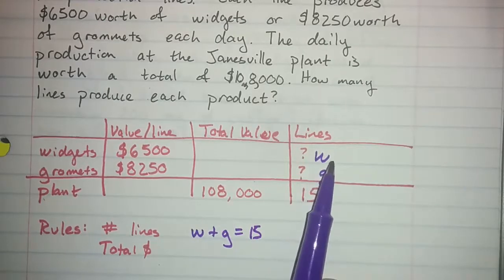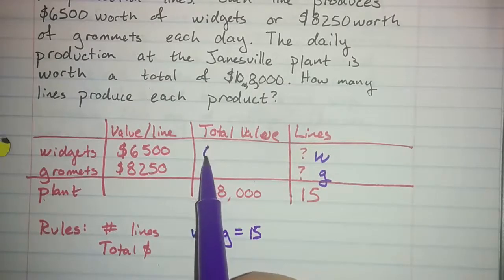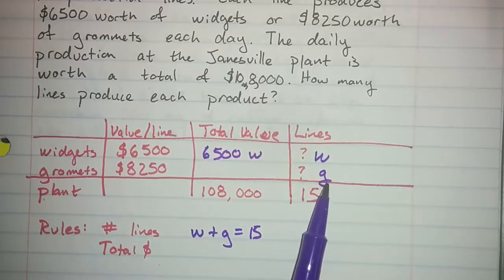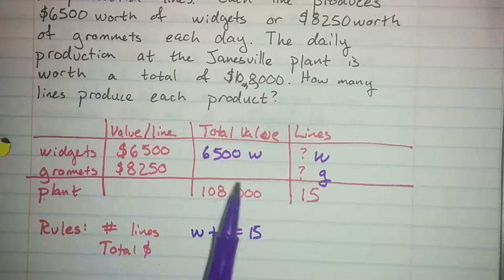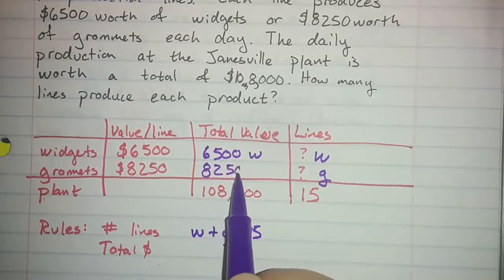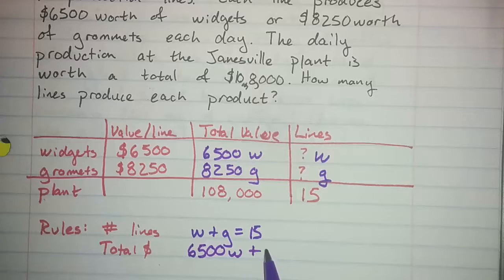Now, if we dedicate W lines to producing widgets, and each one makes $6,500 worth of widgets, the total value will be 6,500 W. If we devote G lines to producing grommets, and each line produces $8,250 worth of grommets, the total value will be 8,250 G. All right, so what is the total production value? It'll be 6,500 W plus 8,250 G.